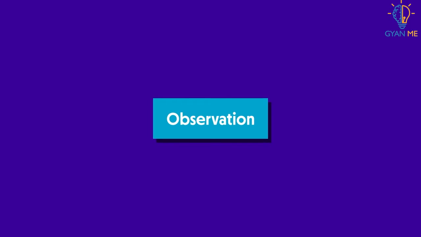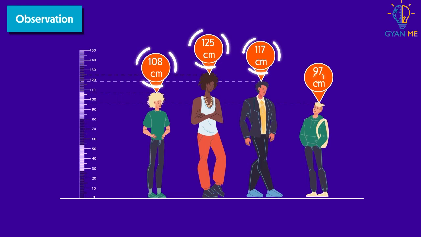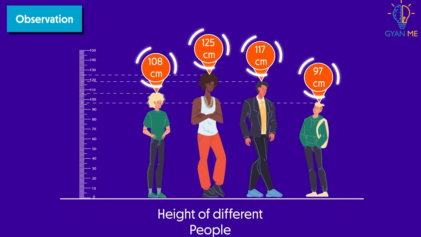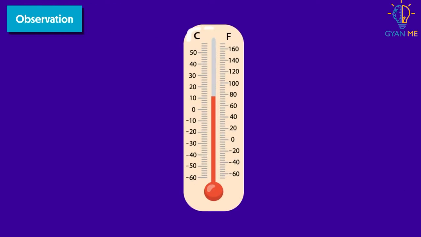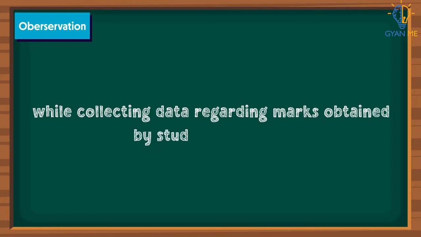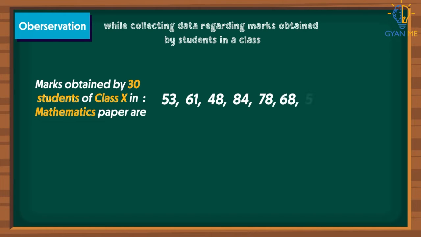Next term is observation. An observation in statistics is a value of something of interest we are measuring or counting during a study or experiment, like a person's height, income, temperature of city, etc. For example, while collecting data regarding marks obtained by students in a class, the marks obtained by 30 students of class 10 of a certain school in a mathematics paper are 53, 61, 48, 88, 78, 68 and so on.